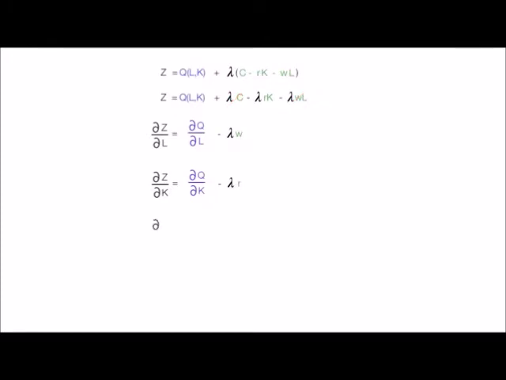Now I take the partial derivative of Z with respect to lambda, and this is equal to that part of the equation, which is nothing. It doesn't have a lambda term. Now the second part of the equation, everything has a lambda. So I have C minus rK minus wL. Alrighty then. I'm going to set all these equal to 0, and I am going to solve for lambda.